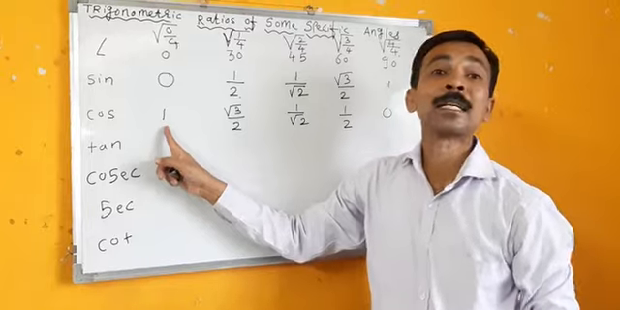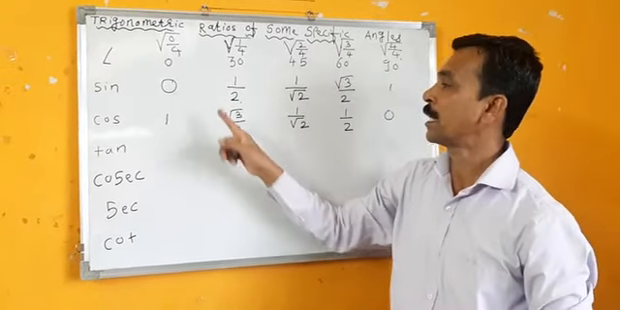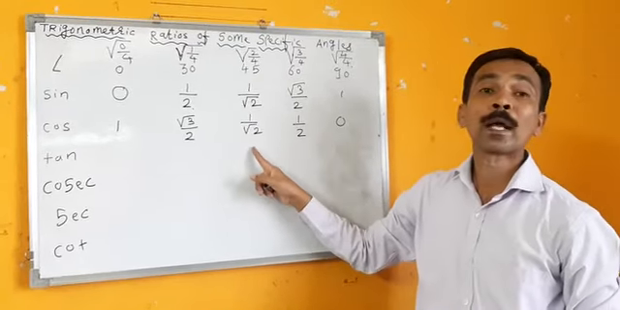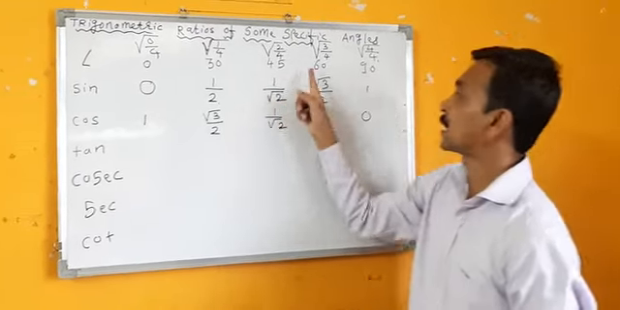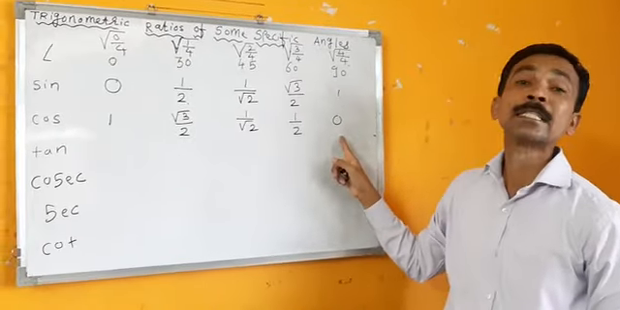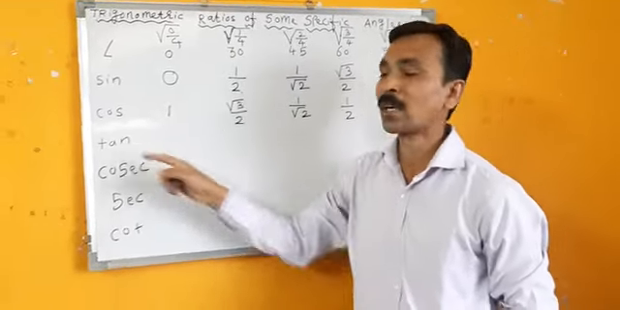Now I will read the values of cos. Cos 0 is 1. Cos 30 is root 3 upon 2. Cos 45 is 1 upon root 2. Cos 60 is 1 by 2. Cos 90 is 0.